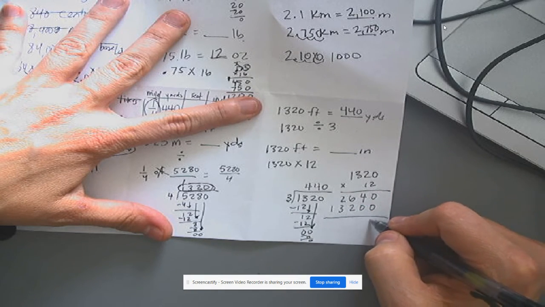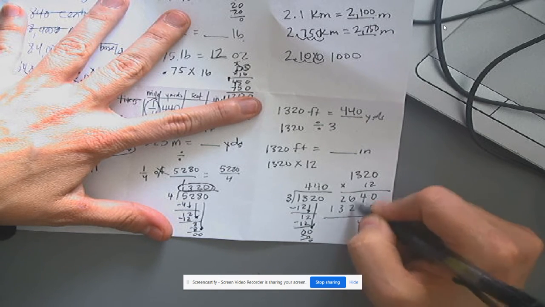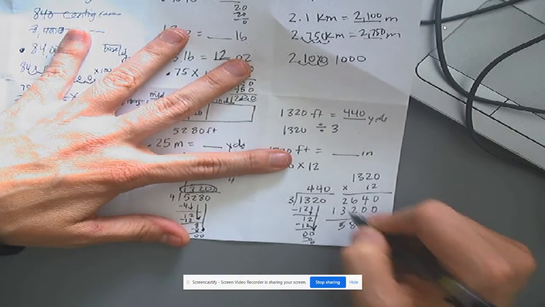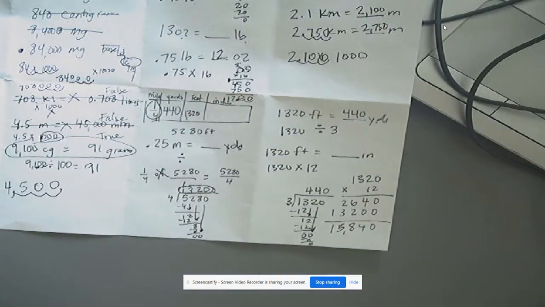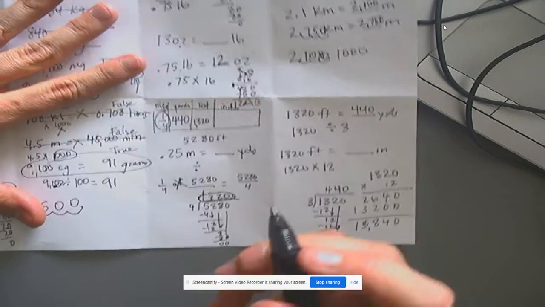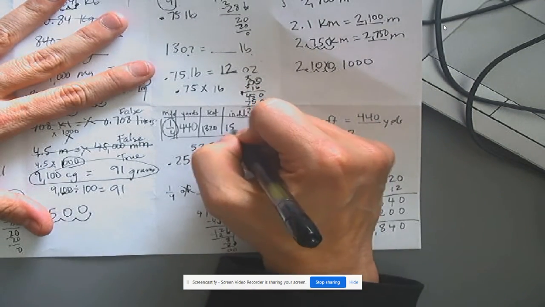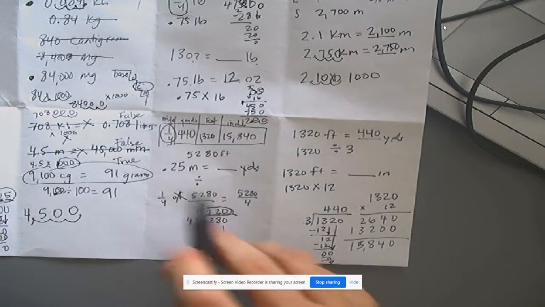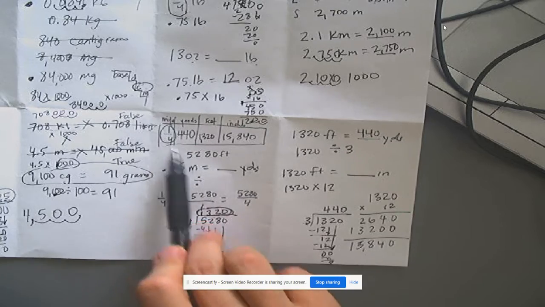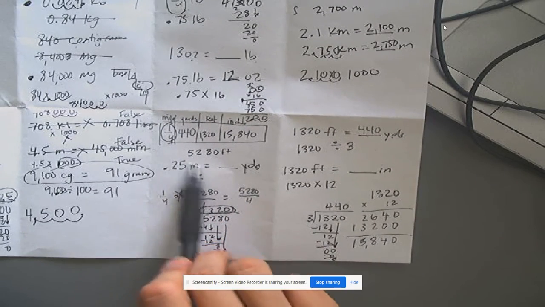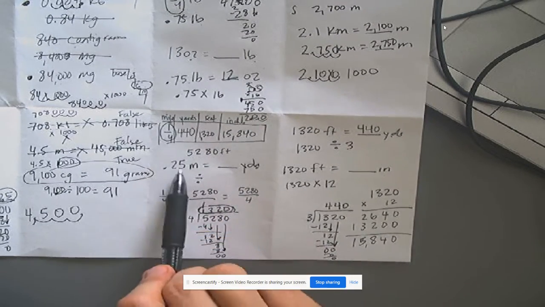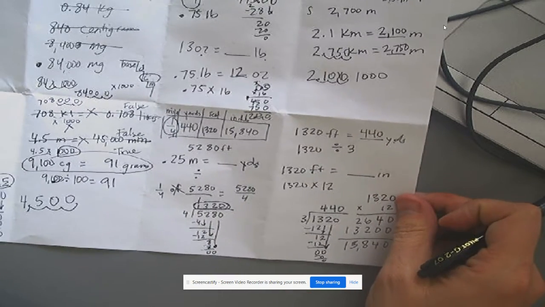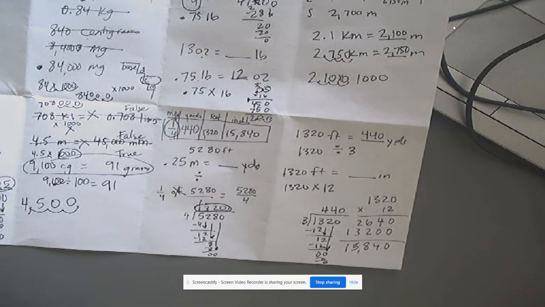So 0 plus 0 is 0. 4 plus 0 is 4. 6 plus 2 is 8. 2 plus 3 is 5. Oops. And 1 plus 0 is 1. Okay, so how many inches are in 1/4 of a mile? 15,840 inches. Okay, so first thing we needed to do was find out what 1/4. When I started, I was saying that this was just 1 mile, but that's not true. It was 1/4 of a mile, so that's why we needed to find out what 1/4 of a mile was in feet. Okay, awesome.